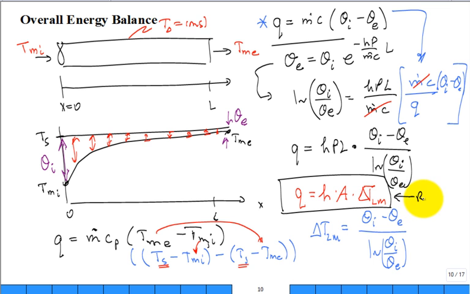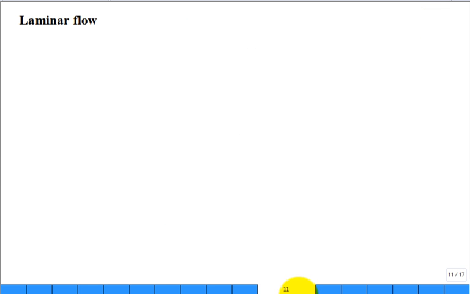Simple rate equation. Q, the overall amount of heat added, is a convection coefficient, the average over the system. A lot of times they'll put an H bar. What does the bar mean? Average H over the length of the pipe, if it's changing, times the area, times the log mean temperature difference.